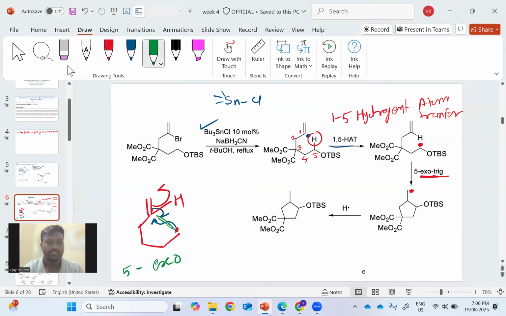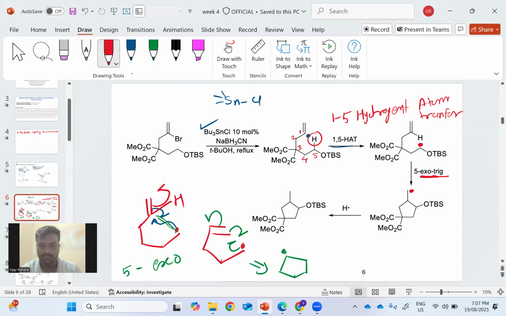And what about when you have 5-endo? Let's say it is in this fashion. Here is the radical, and the bond formation takes place in this manner. The final product will be this five-membered ring with the radical here, and this is the newly formed bond. So in this case, the mechanism will be 5-endo. Here you can see the five-membered ring is formed.